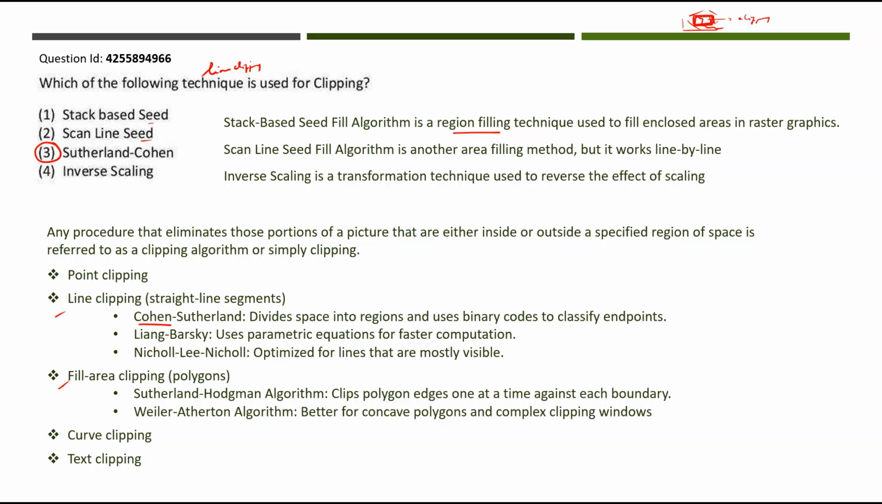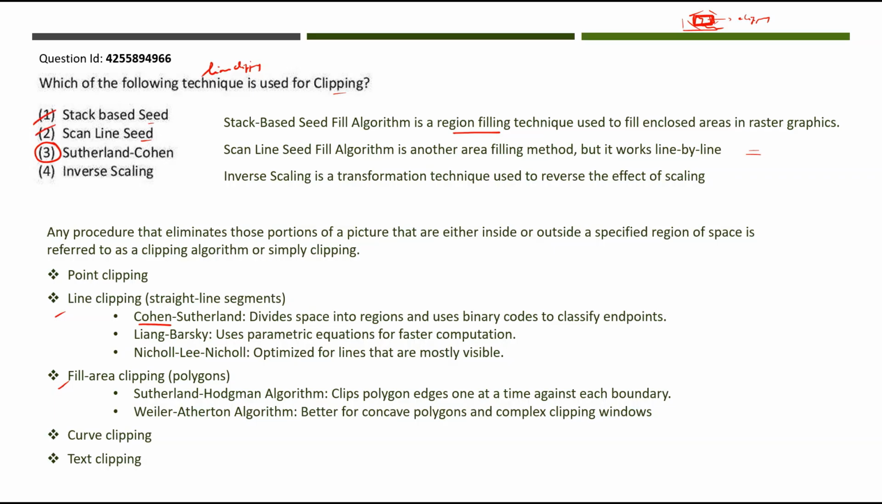So if they know it's a fill algorithm, from the name itself you can say it is not for clipping. So in order to give confusion only, they have stopped the name. Then we have scan line seed fill algorithm. This is another area filling method, but here this works line by line. Scan line means row by row it will go. So 1 and 2 are not there.